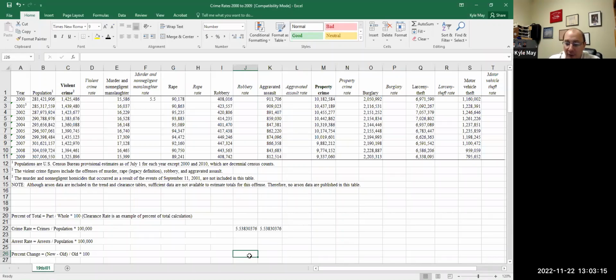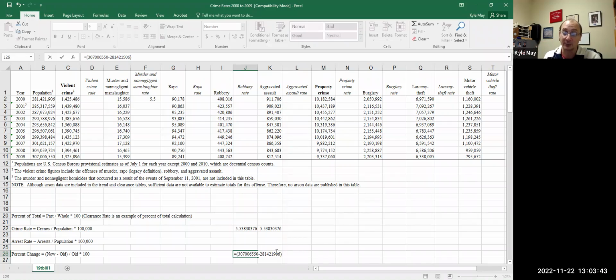So when we do this formula, we're going to start with the new number, which is our current year, whatever year we're starting with here. And we're going to do 307,006,550. And we're going to subtract from that number the old number, which, let's just look, we want to know from 2000 how it changed. So let's go to that 281,421,906. You notice I'm closing parentheses so that order of operations works.